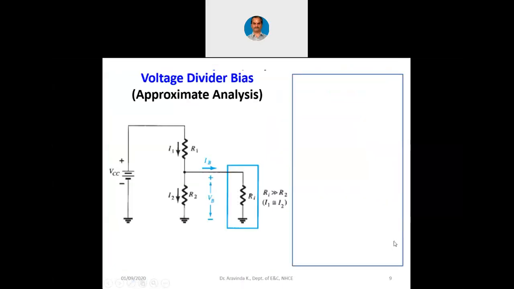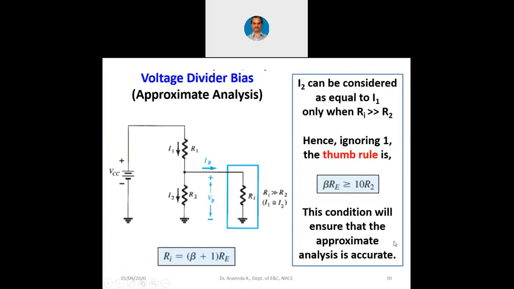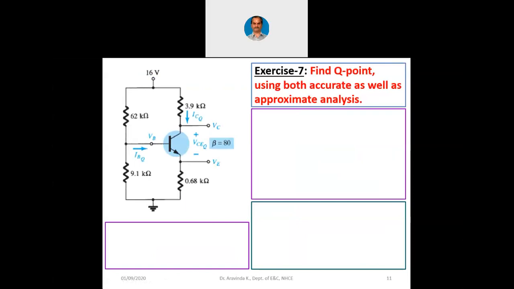We have discussed this accurate analysis, and we have discussed this voltage divider bias approximate analysis. Now let us have an exercise for this VDB circuitry. Find the Q point using both accurate as well as approximate analysis for the given circuitry here. I will not discuss all those procedures again in detail, as we have already gone through them. Let me go quickly through how to solve this particular problem.